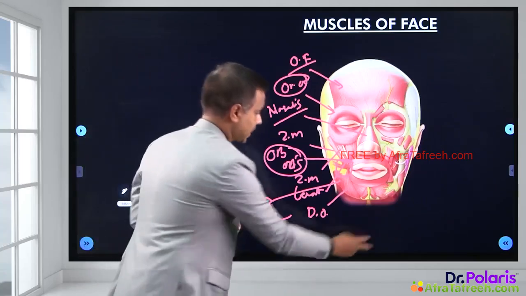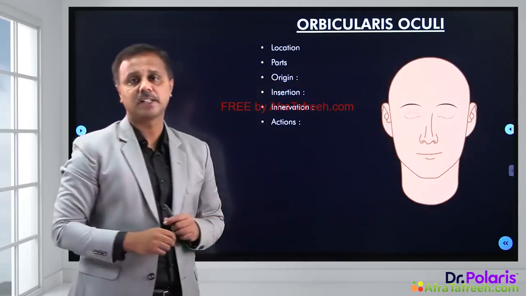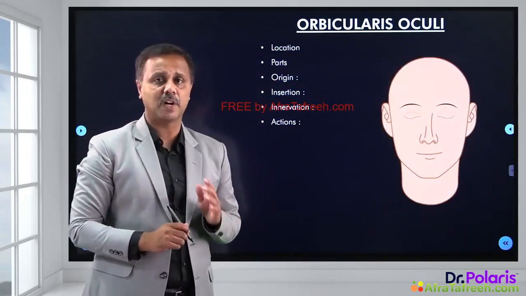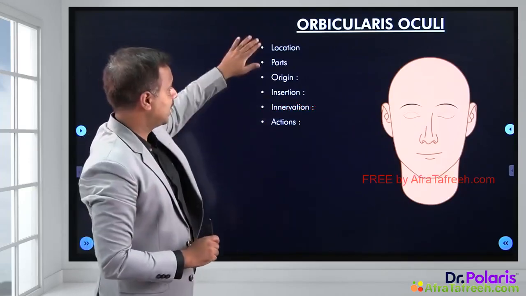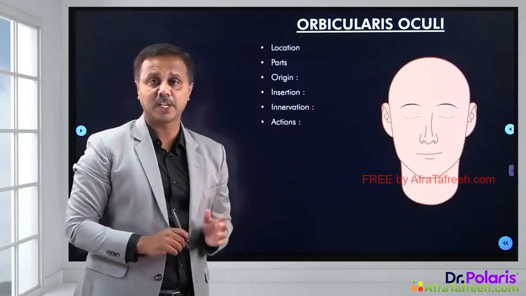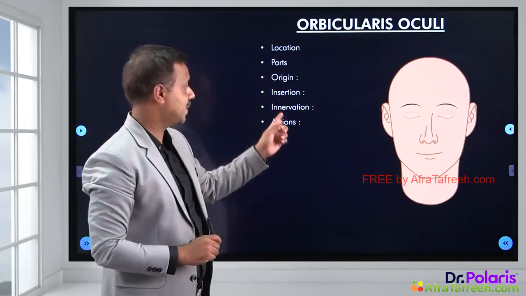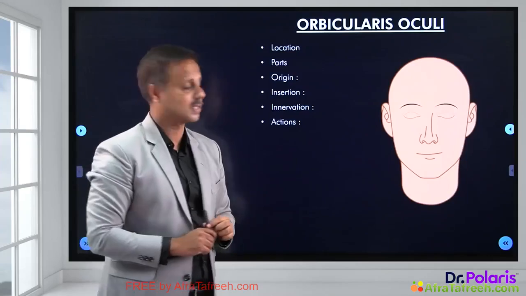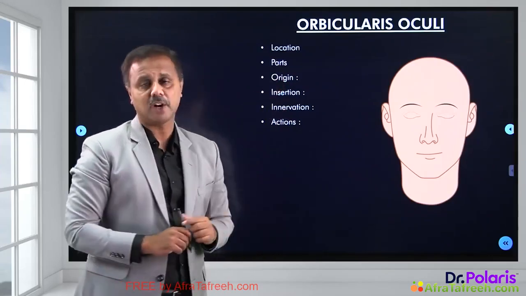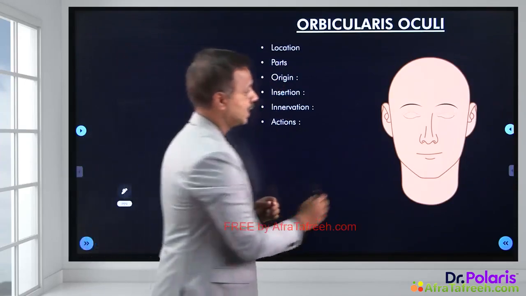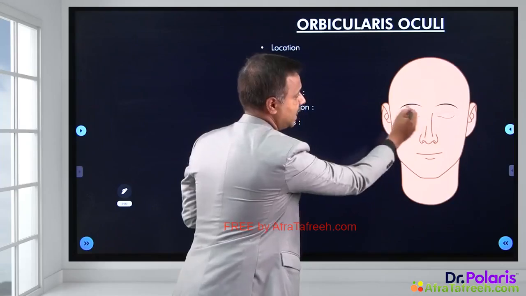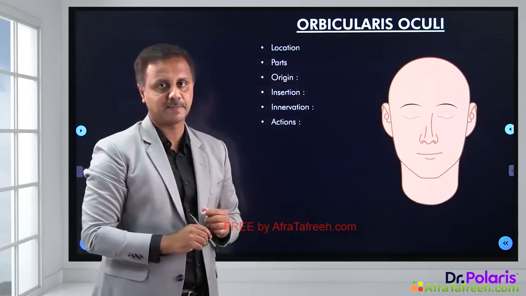Let's begin the discussion with the details of, or the anatomy of, orbicularis oculi. We will learn the muscle under these headings. What are the location, parts, attachments, the nerve supply and actions. Where exactly the orbicularis oculi is present? The orbicularis oculi is present around the orbit, as the name suggests.